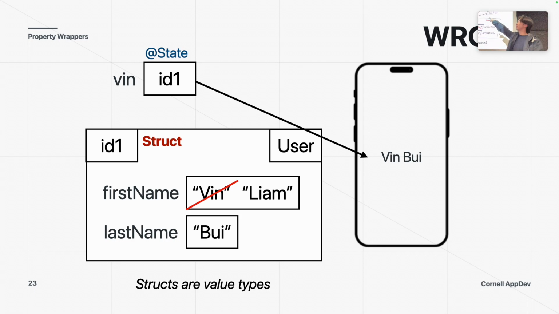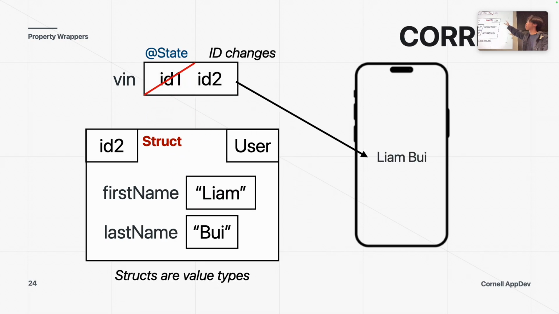So this right here is wrong. What's really happening is that you're creating a brand new struct. So that ID1 object folder gets deleted, this new one gets created, and I replace the reference to that ID with a brand new ID. Now this one has the new name, Liam Bowie, and you can see that because @state is observing the value inside of the box, it's able to update the view automatically.